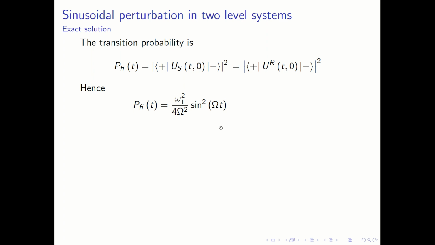Now as you can see, what this is telling me is that periodically the probability of occupancy of the higher level is going to go up and down. It's never going to reach 1 as long as omega 0 and omega are different, because as long as omega 0 and omega are different, capital omega is more than omega 1 by 2.